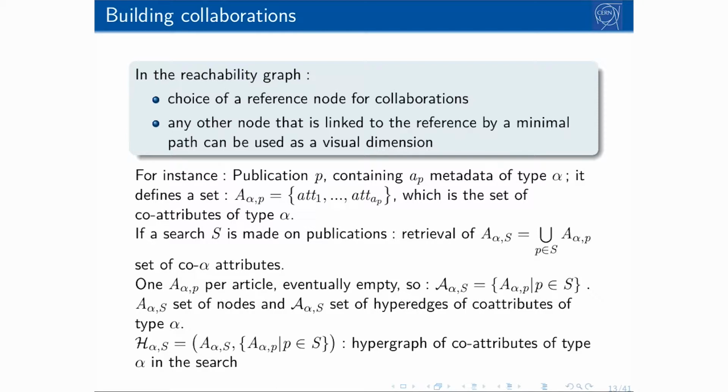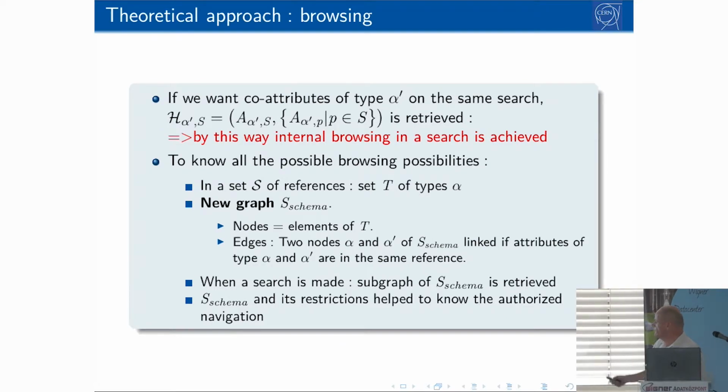So I explained how to build the hypergraph. We take the nodes as the organizations, for example, and building this hypergraph is just making a set of sets from the reference. And in this case, because each hyperedge is linked to the reference, then we can take another type, another dimension, and go from one to the other through the reference. And that makes the navigability.